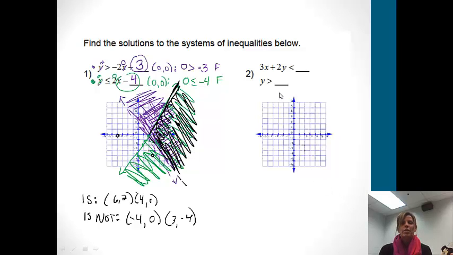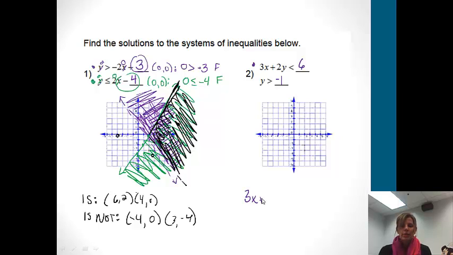Okay, let's try another one. We've got 3x plus 2y is less than 6, and y is greater than negative 1. Again, we're going to graph each one separately. I'm going to do this one in one color. And when I do this, I notice that I'm going to have to solve that for y.